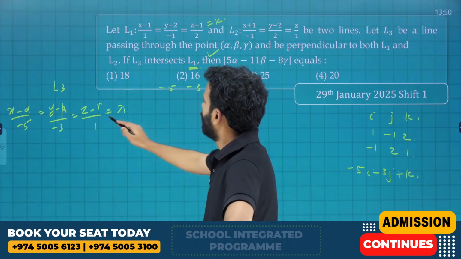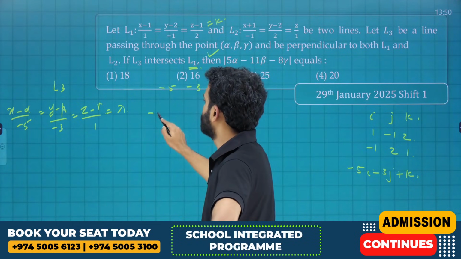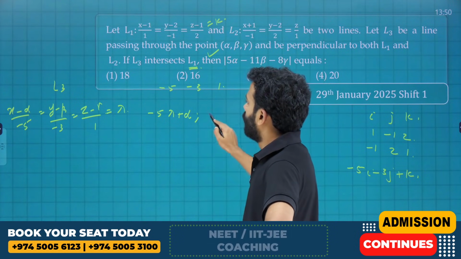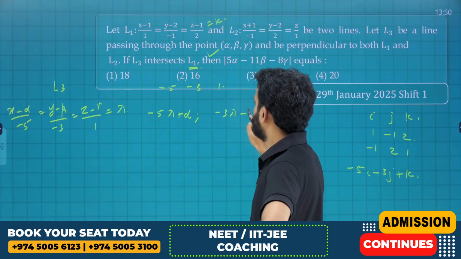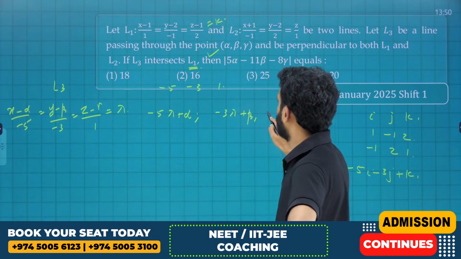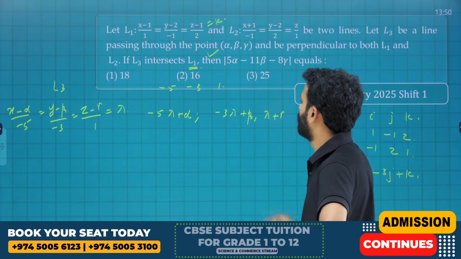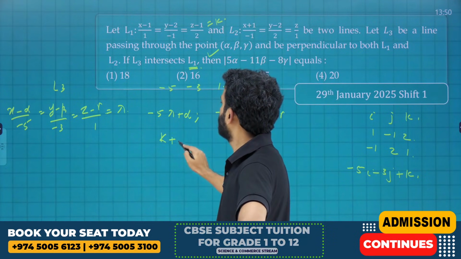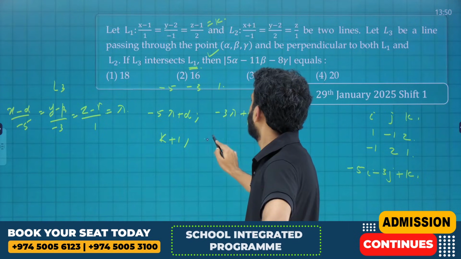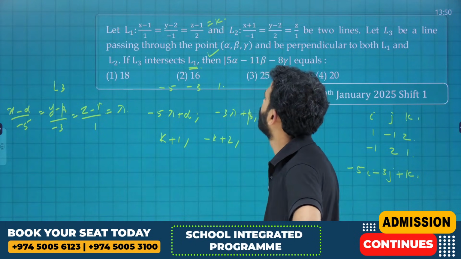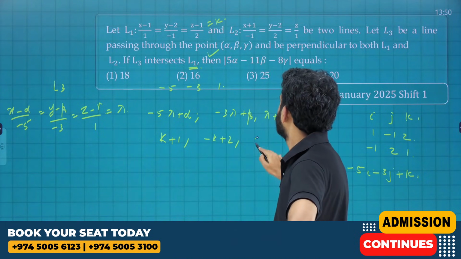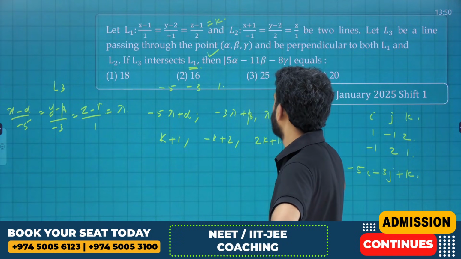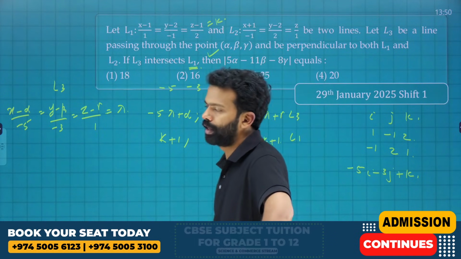The general point on this line is minus 5 lambda plus alpha, minus 3 lambda plus beta, and lambda plus gamma. And on the other line, that is k plus 1, minus k plus 2, and 2k plus 1. If this is L3 and this is L1, they are intersecting at a point, right?